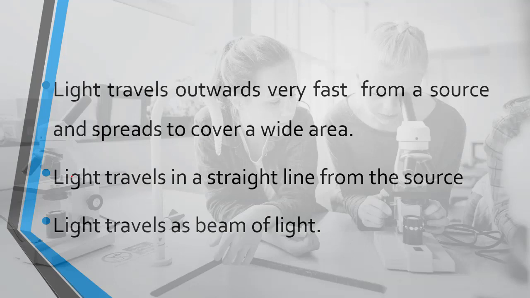So the same light is traveling in a straight line. Light from the source travels in a straight line. And as it is traveling, it travels as a beam of light. A beam of light is the same as a band of light. You can't see a single light, but it will be a band of light, something like a beam.